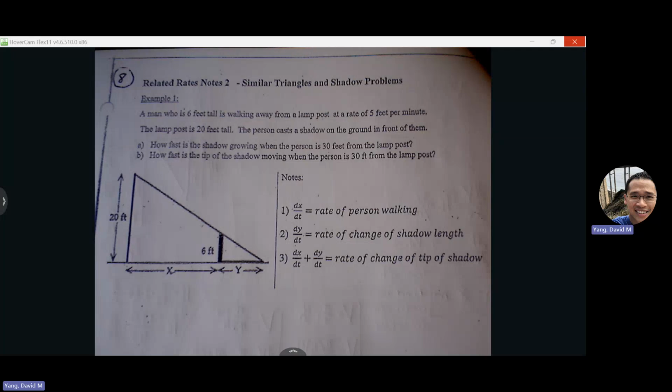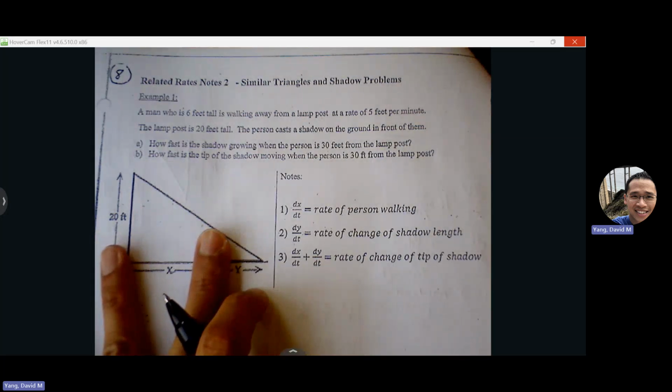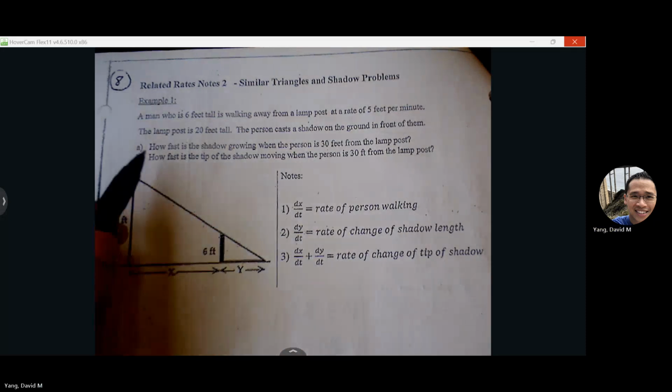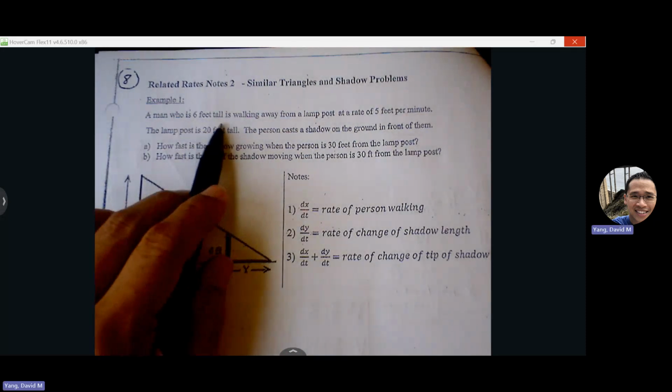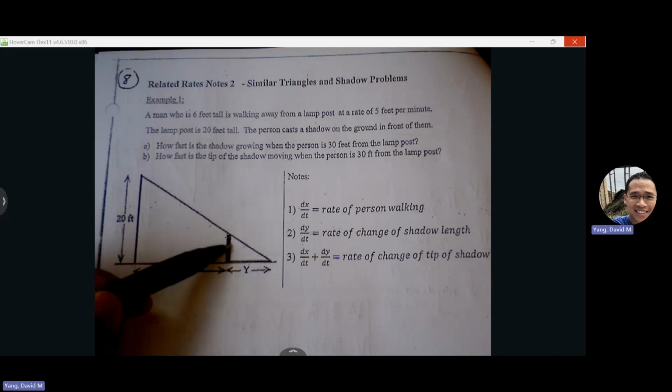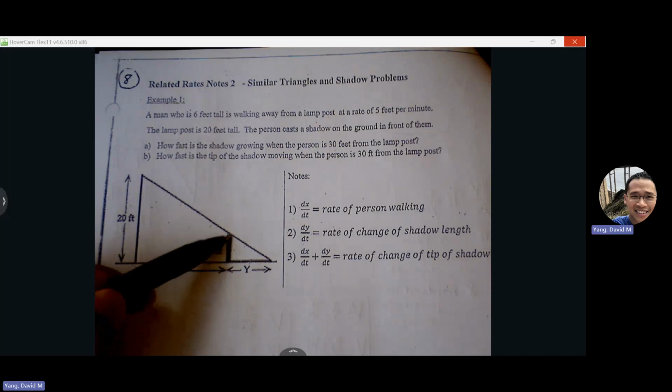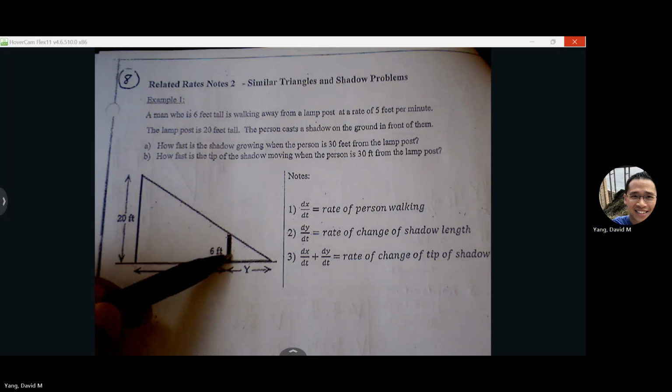So this is also similar triangles, but at least algebraically, it's going to feel easier than cones, but it's very specific in the way that we set up. So let me read this problem here. A man is 6 feet tall. So this person here is representing he's 6 feet tall. He's walking away from the lamppost at a rate of 5 meters per minute.